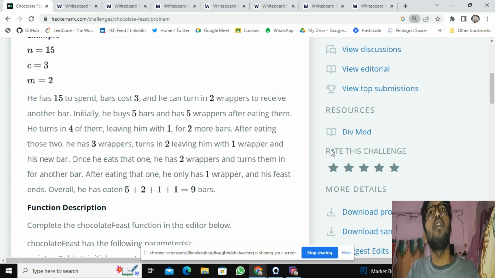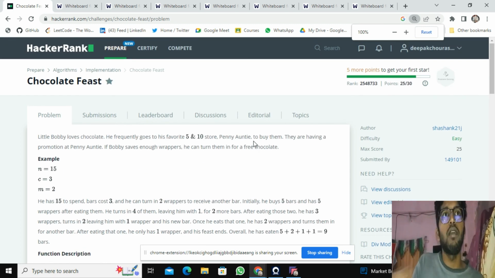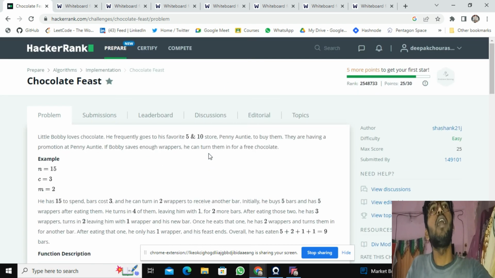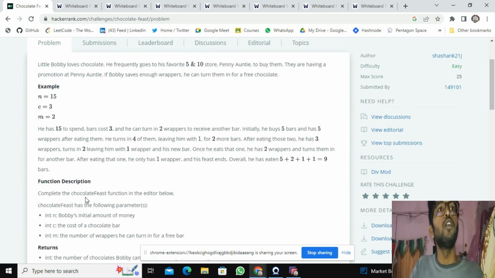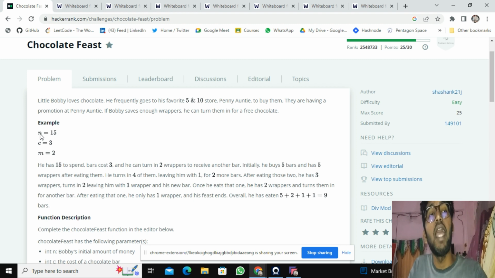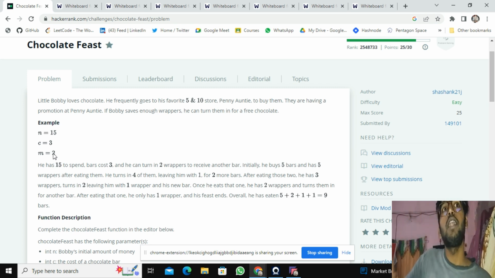For your understanding, if you want to get in depth, you can just go through that. It is a theoretical part. I just want to tell you what this story is conveying. Here it is asking us, from this data, that is n equals this much money, c equals the cost of each bar, m equals the minimum number of wrappers required to get each chocolate again in return from Penny Auntie. That is the condition, the arguments, as you can see.